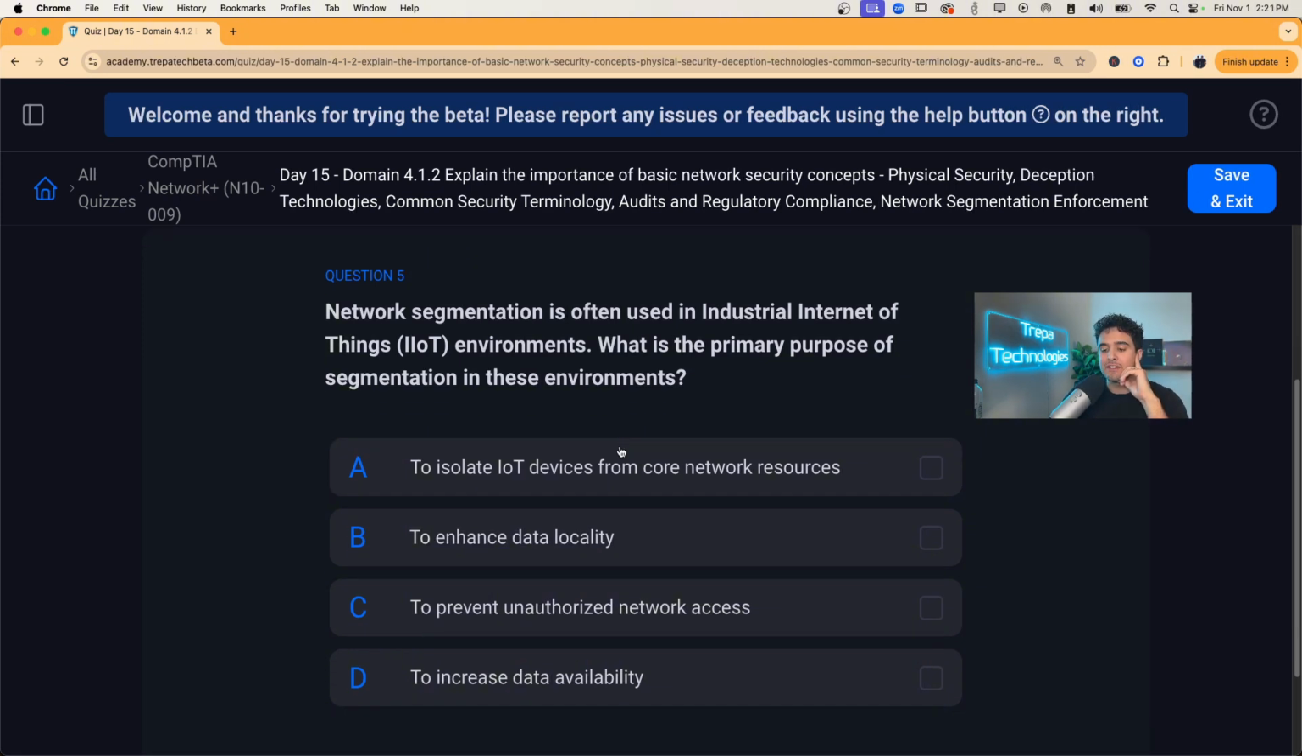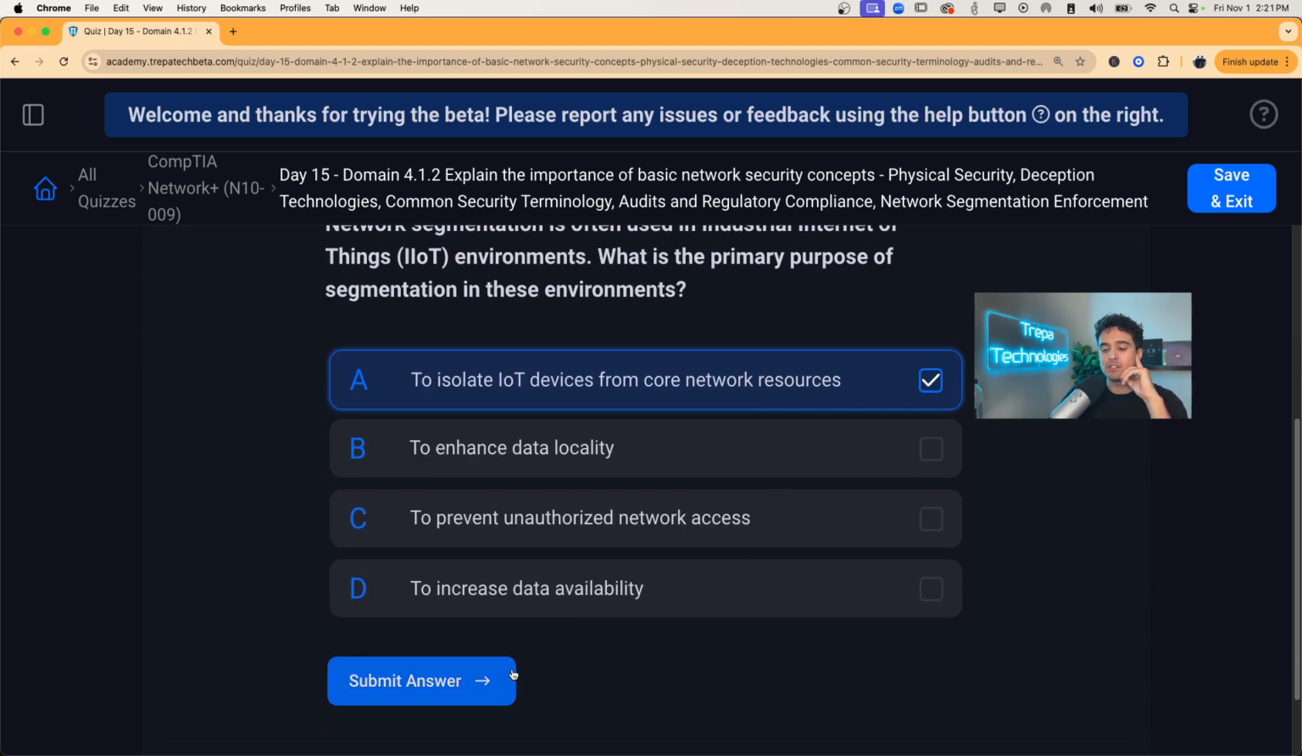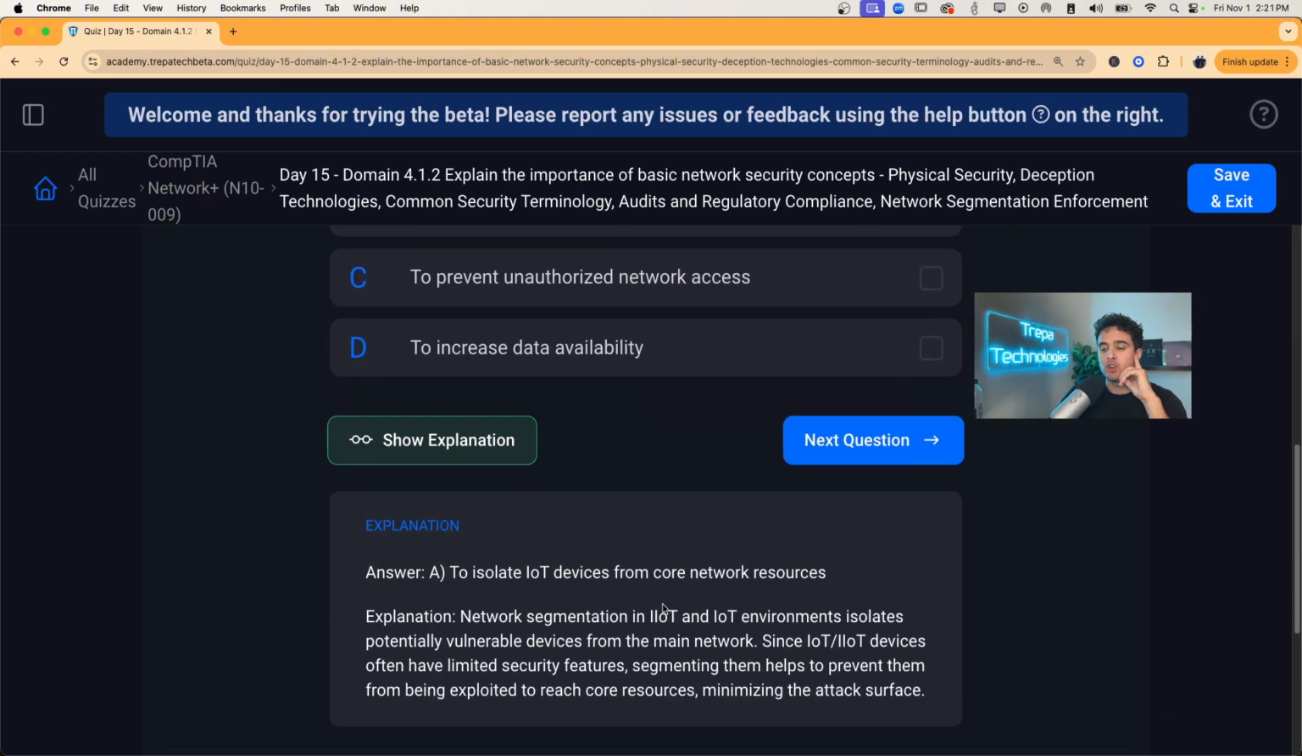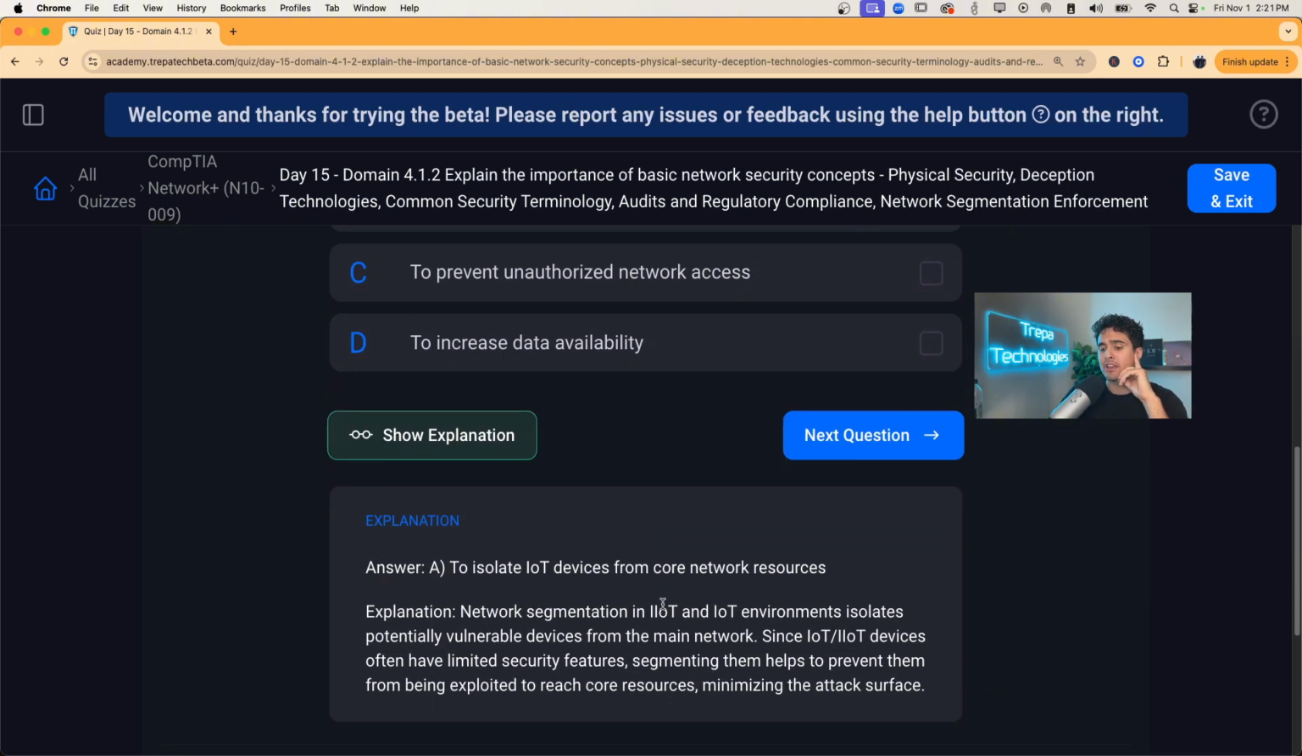Anyways, question 5. Network segmentation is often used in industrial Internet of Things environments. What is the primary purpose of segmentation in these environments? So it's going to be A, right? To isolate IoT devices from core network resources. You don't want the IoT devices talking to the enterprise, right? Pause the video if you want to read the explanation.